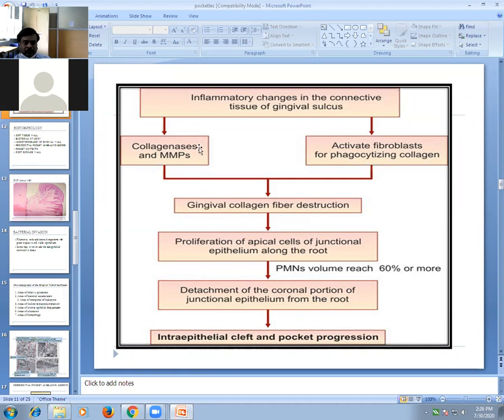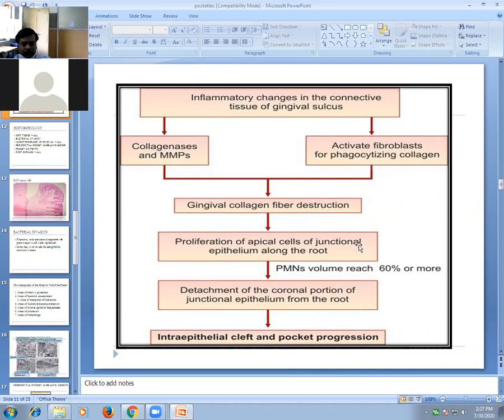Another thing, because of host microbial interaction, there is release of collagenase enzymes. We call them matrix metalloproteinase enzymes. So when these enzymes are released, the periodontal connective tissue fibers will get destroyed, and there will be apical shift of your junctional epithelium and again pocket formation. This is one thing. And active fibroblasts phagocytose collagen, and there is a loss, destruction of collagen fibers below your junctional epithelium.